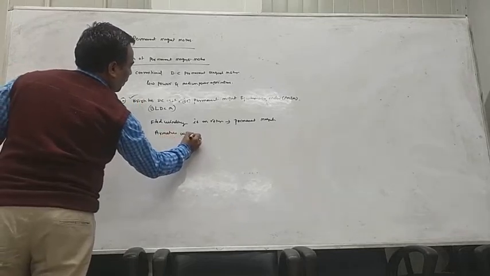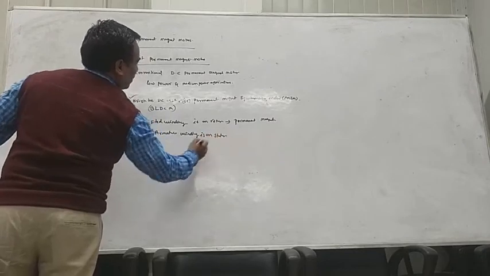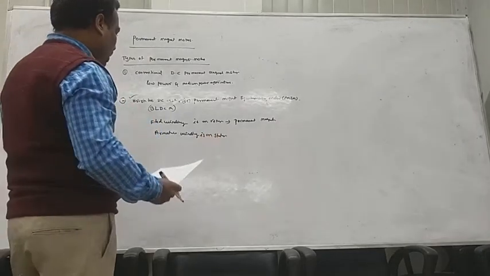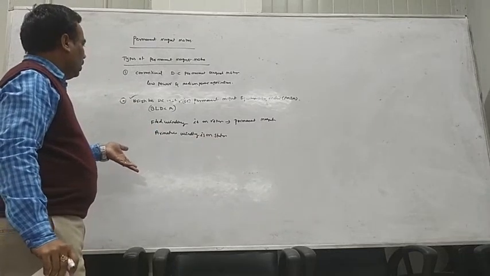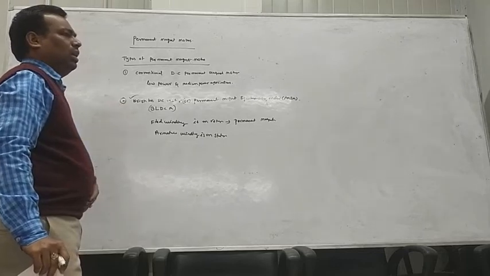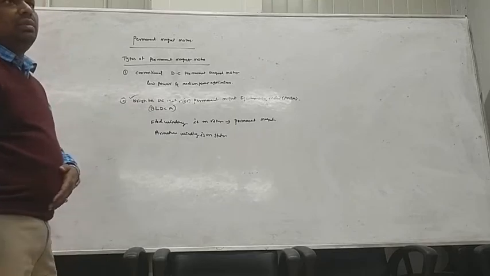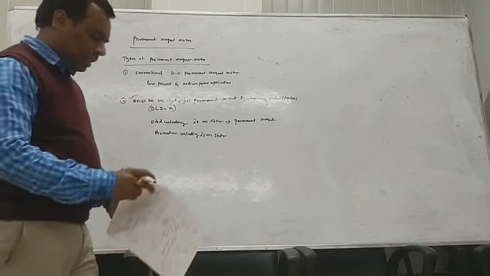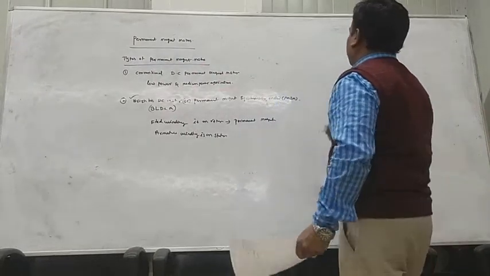The armature winding is on the stator. This is the normal synchronous motor, and this is the brushless DC motor. Before going to the brushless DC motor, we will discuss the permanent magnetic materials and the permanent magnet principle.